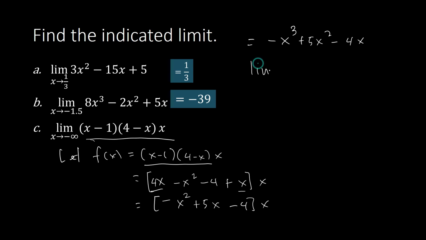So the limit of our function as x approaches negative infinity is just equal to the limit of the leading term, negative x cubed, as x approaches negative infinity. And what is that equal to? Okay, so the limit of x cubed as x approaches negative infinity is negative infinity. And negative of negative infinity is just infinity.